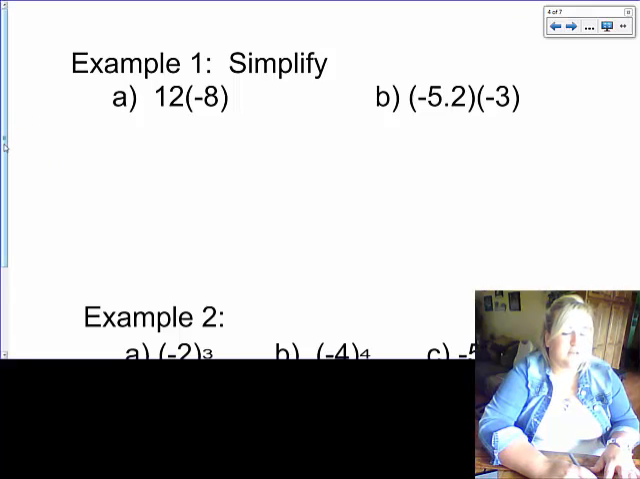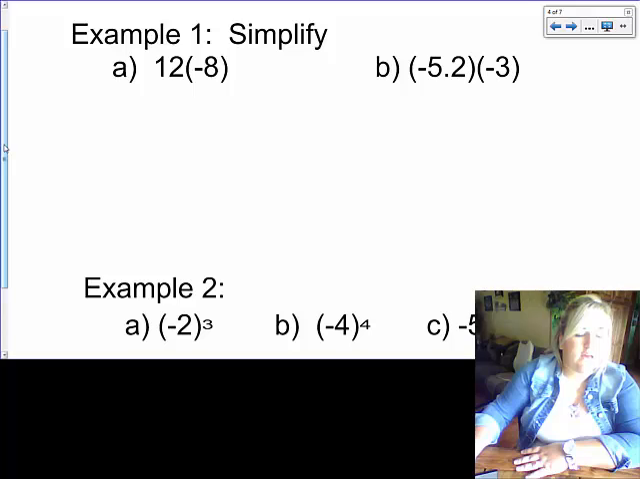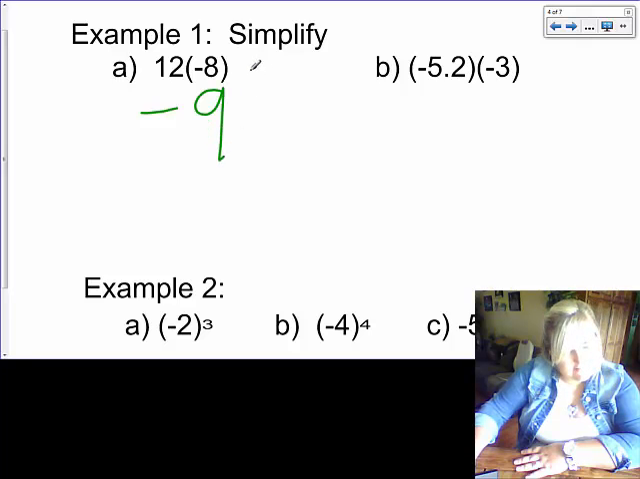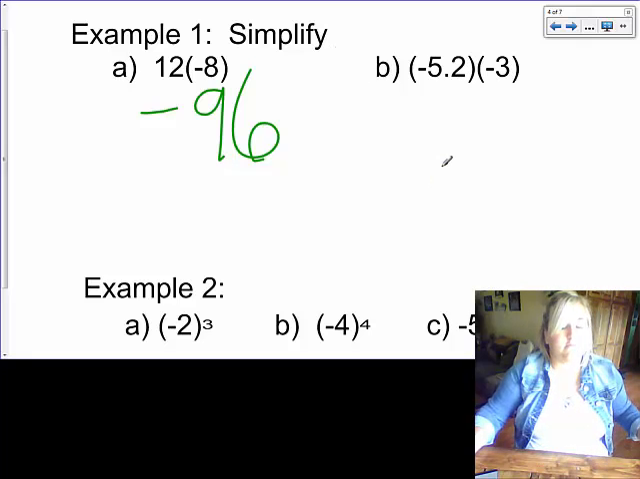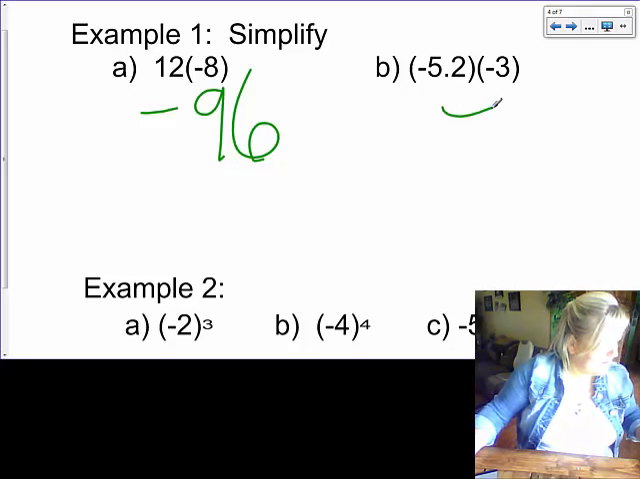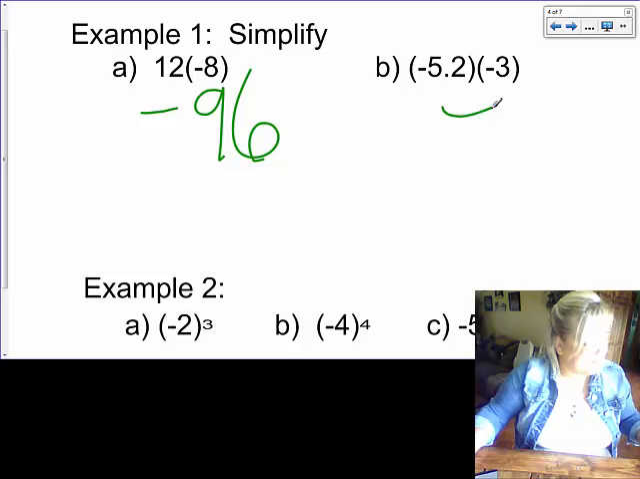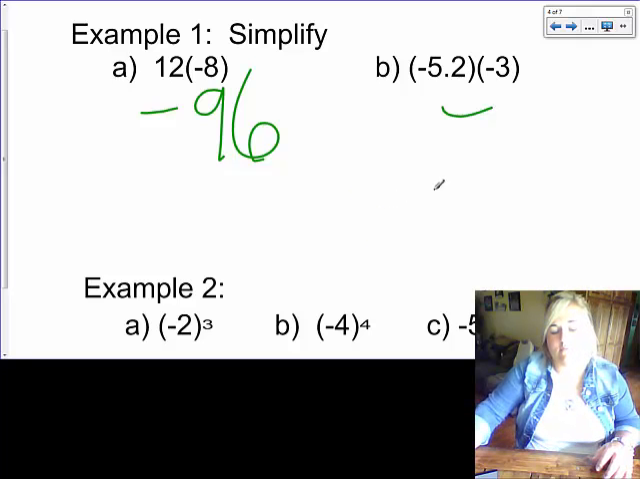So it wants us to simplify. This should be very quick and painless. I have a positive 12 times a negative 8, which means that my answer is going to be a negative, because one's a positive, one's a negative. So I have a negative 96. And over here on D, I have two negatives, which means my answer is going to be a positive, so we just have to multiply these two things. So whenever I do that, I have 5.2 times 3, which gives me 15.6.